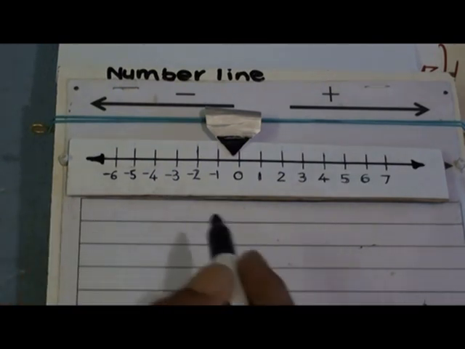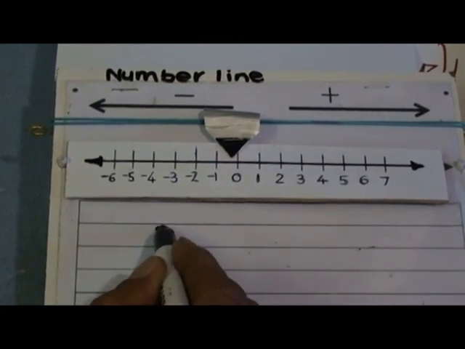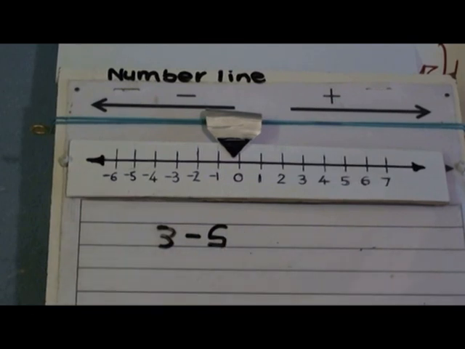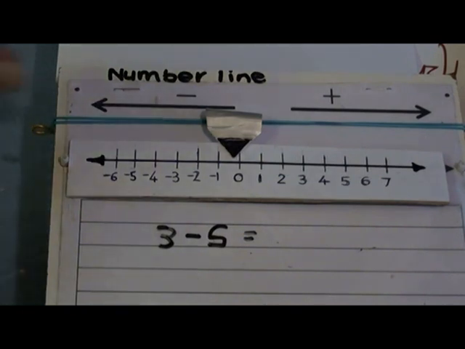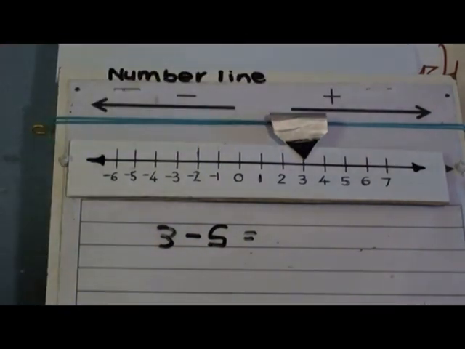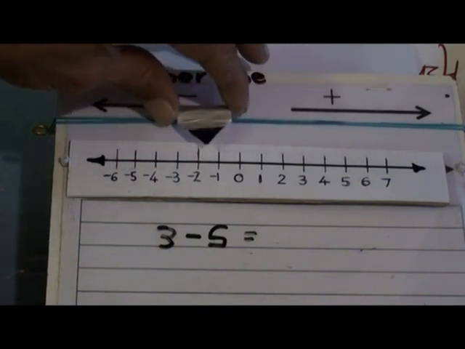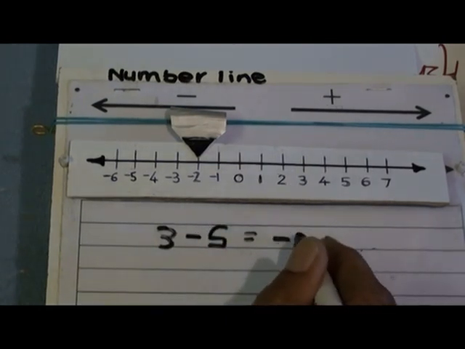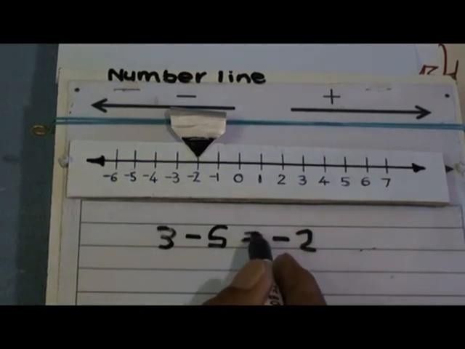So we're going to add some integers. I'm going to write a sum here. So we say 3 minus 5 is equal to, let us see what answer we get. We set the cursor on 3 and move -5 units. So it's 1, 2, 3, 4, 5. That is -2. Okay, 3 minus 5 is equal to -2.